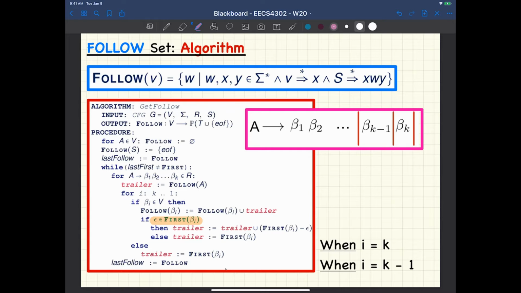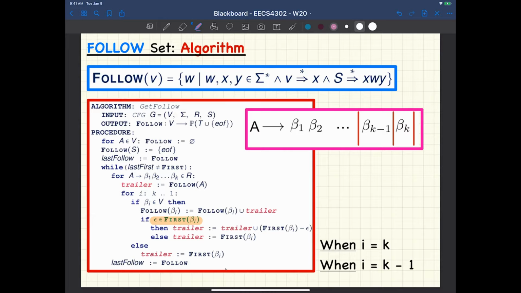Remember the way we calculate the first set? We basically start with beta 1. If beta 1 is nullable, we also include the first set for beta 2, and so on. Right? And now the way we calculate the follow set is by calculating backwards. We start with beta k. If somehow beta k is nullable, we also want to include beta k minus 1. Just going in the other direction. Conceptually. And then we're going to see exactly how to do this.